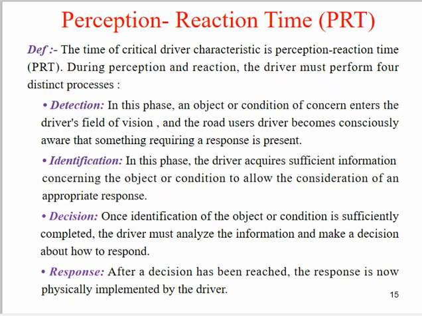Depending upon the sight condition, the driver or the road user can identify the condition and come to an appropriate response. Third is the decision. Once the road user or the driver has identified the object or the condition, the driver can analyze the information and take a suitable decision in order to respond. And lastly, after the decision has been reached, the response is physically implemented by the driver.